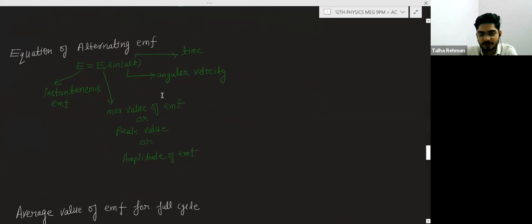Now you should remember what is the equation of alternating EMF. Alternating EMF is different from direct EMF, like direct current and alternating current we have. In direct current, there is no change in direction. That current is unidirectional, but the magnitude can change there. But the direction is unidirectional.